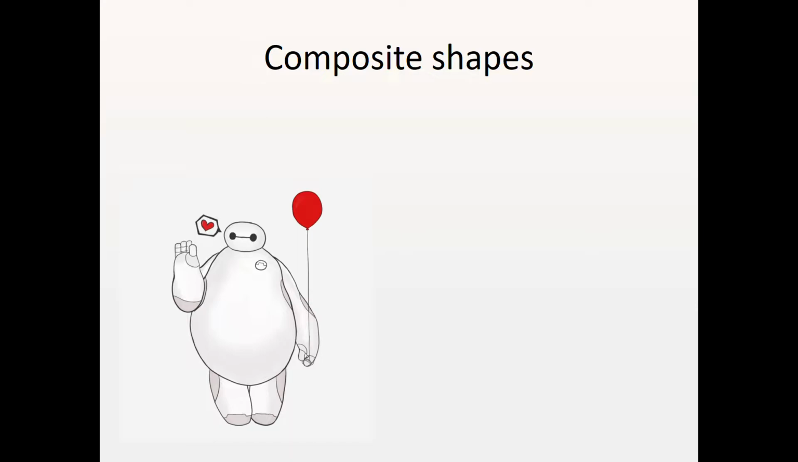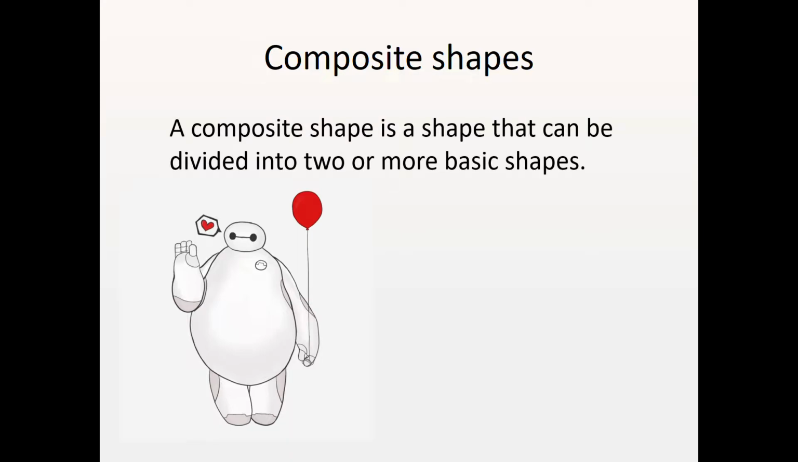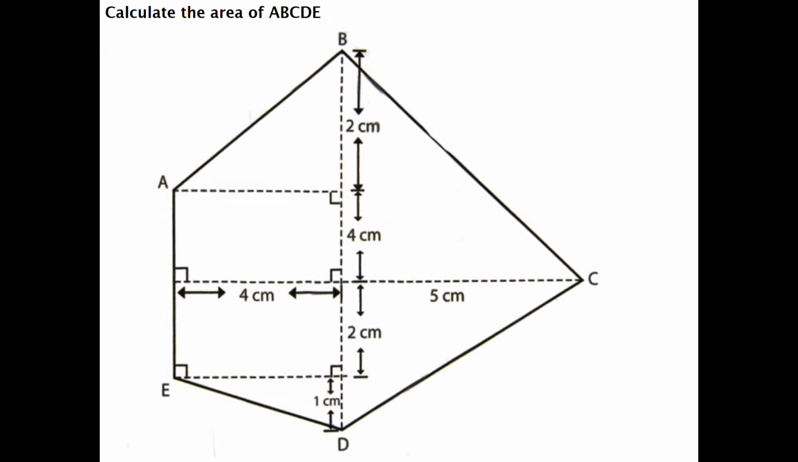They're basically just a shape that can be divided into two or more other shapes. For example, here's an example of a composite shape on the screen. It's basically one massive polygon that can be divided into normal shapes that we're used to, like triangles and rectangles and squares, etc. They've said calculate the area of A, B, C, D, E. So I need to calculate all of these shapes and then add them together to calculate the total area.